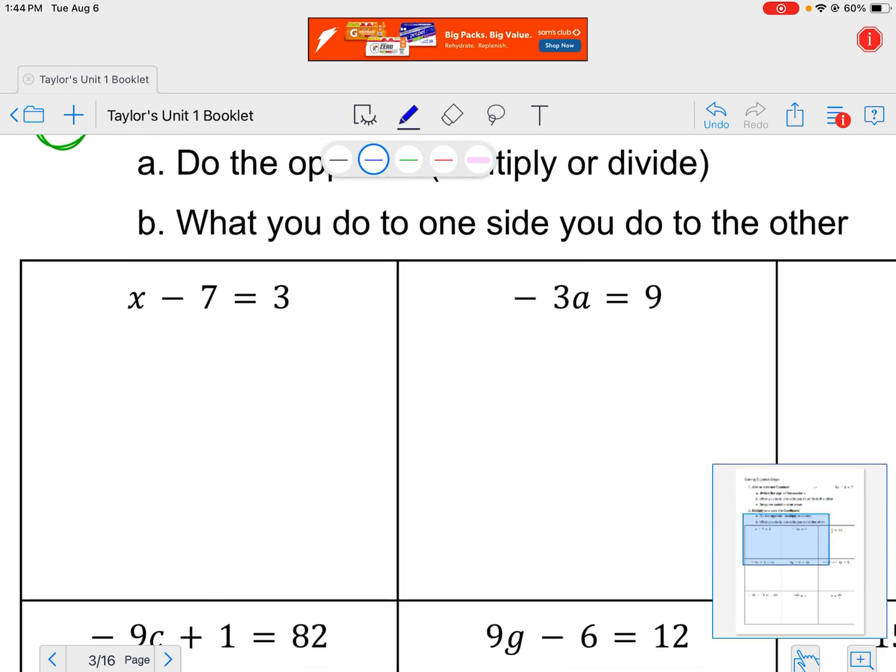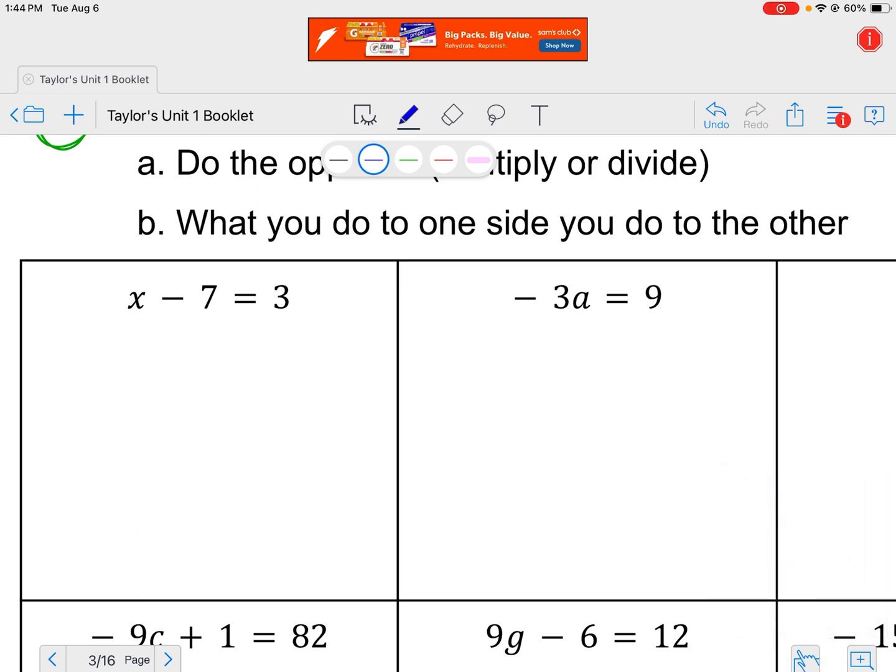So x minus 7, I'm looking for my constant. My constant is my number and its sign that does not have a letter. So to move it to the other side of the equation, I have to do the inverse. If it's a subtract 7, I need to change it to an add 7, and what I do to one side, I have to do to the other.